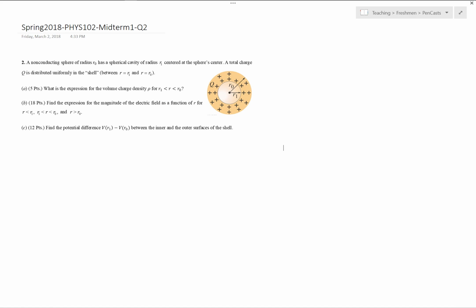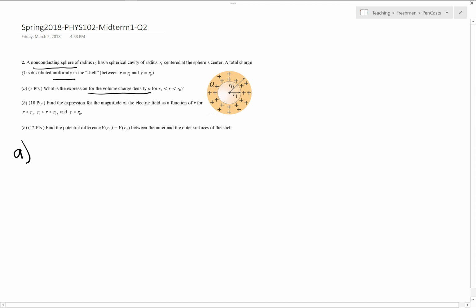Okay, so this is the PANcast for Spring 2018 Physics 102 first midterm, second question. We are asked to consider a spherical thick shell, with inner radius R1 and outer radius R0. This is a non-conducting sphere, which means wherever I put my charges, they just stay there, they don't move. So a total charge Q is distributed uniformly in this object, which has an inner radius of R1 and outer radius R0.